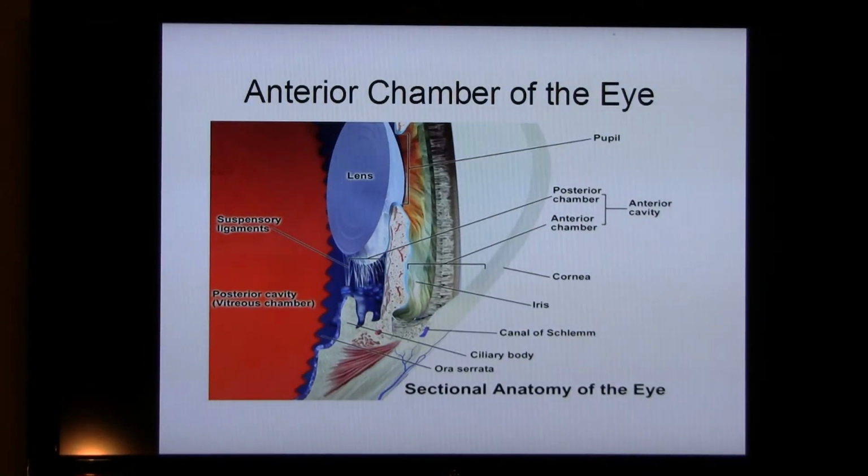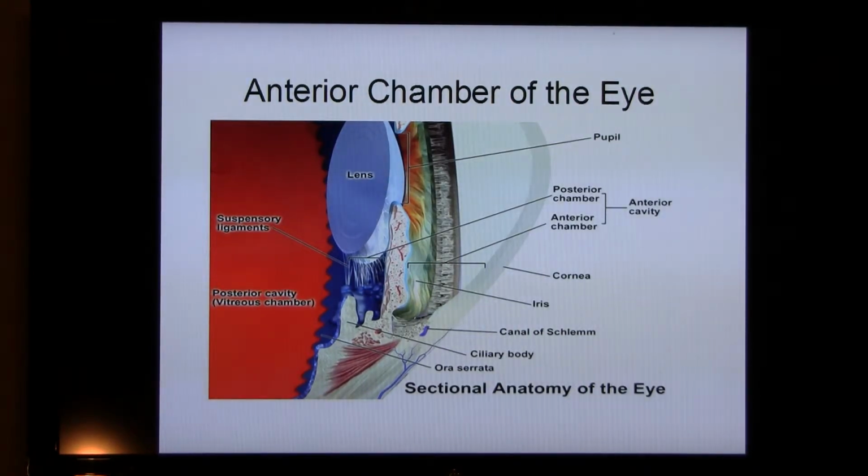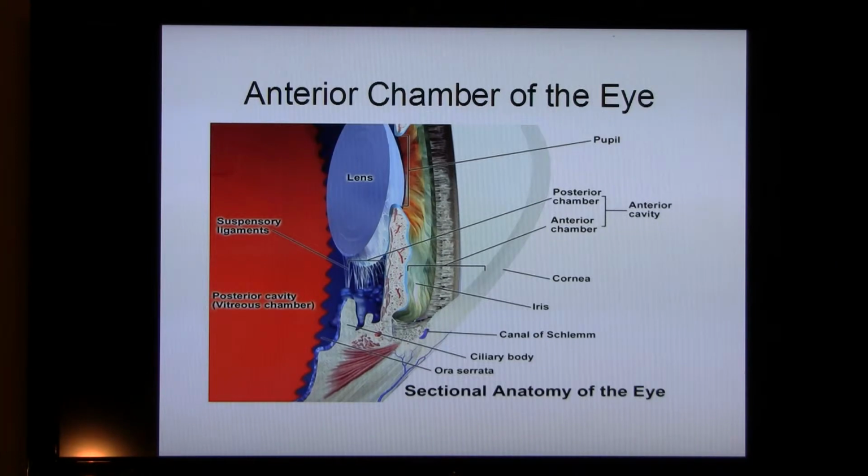In the first slide, I am showing you a picture of the anterior chamber of the eye. And over the next few slides, I will discuss parts of the anterior chamber of the eye.